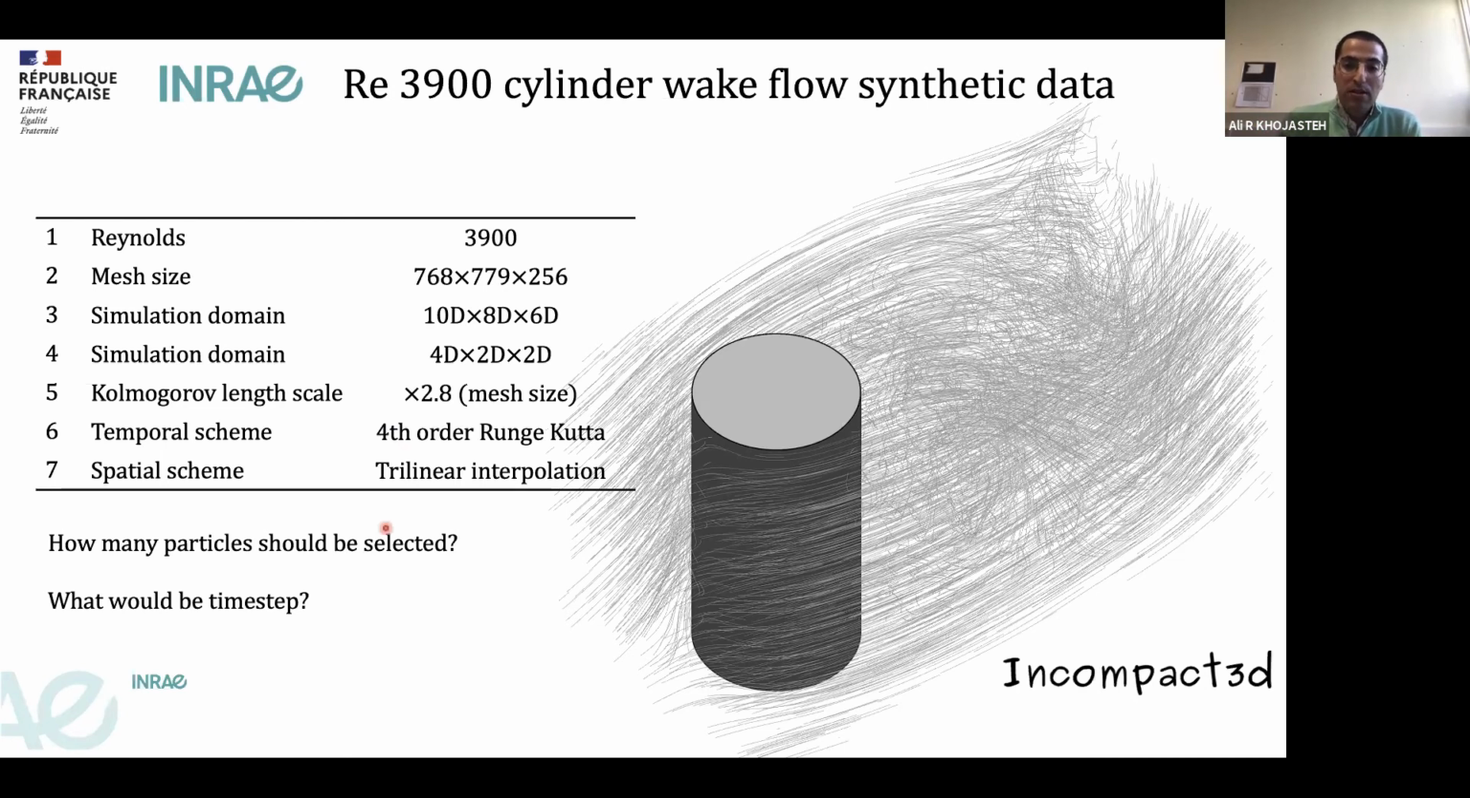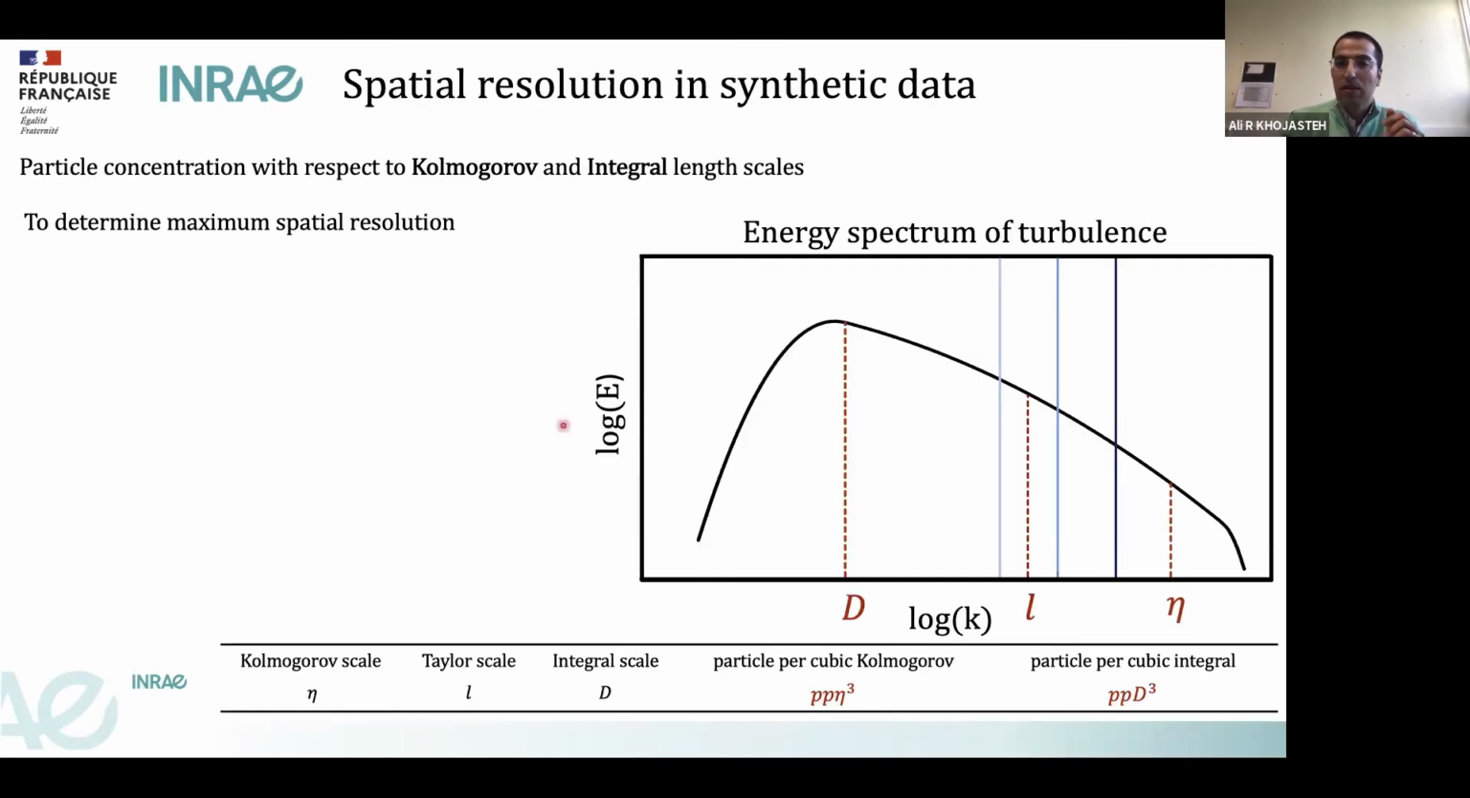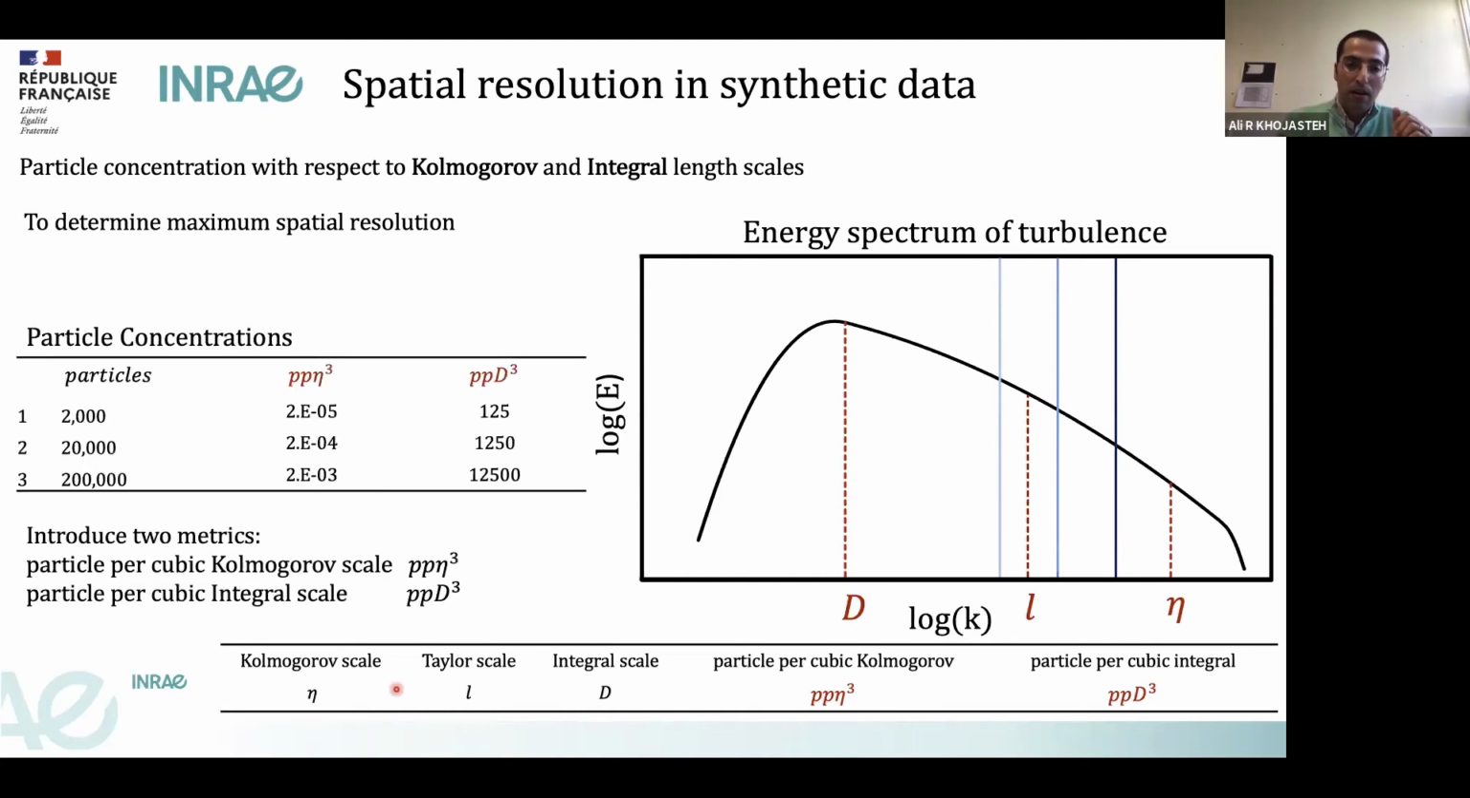But now the question is, how many particles should we use? This is something that I would like to also discuss. And what would be the time step? If you assume this one is the energy spectrum of turbulence of our case, we have the integral length scale, Taylor length scale, and Kolmogorov length scales. If you define different numbers of particles, you will need to see what would be the relation between your particle concentration and your turbulence scales. I can understand in communities we talk about PPP, particles per pixel.